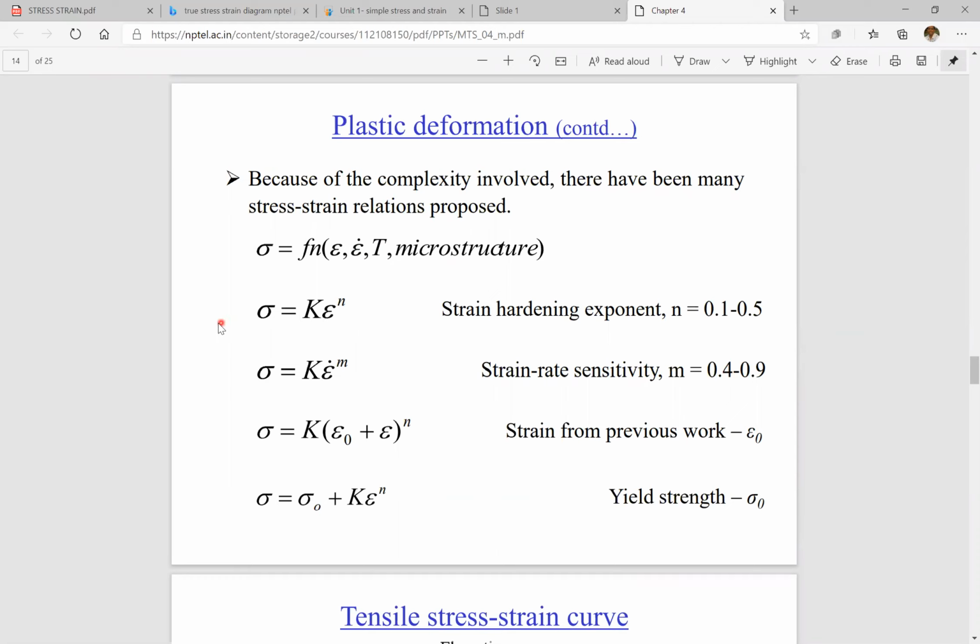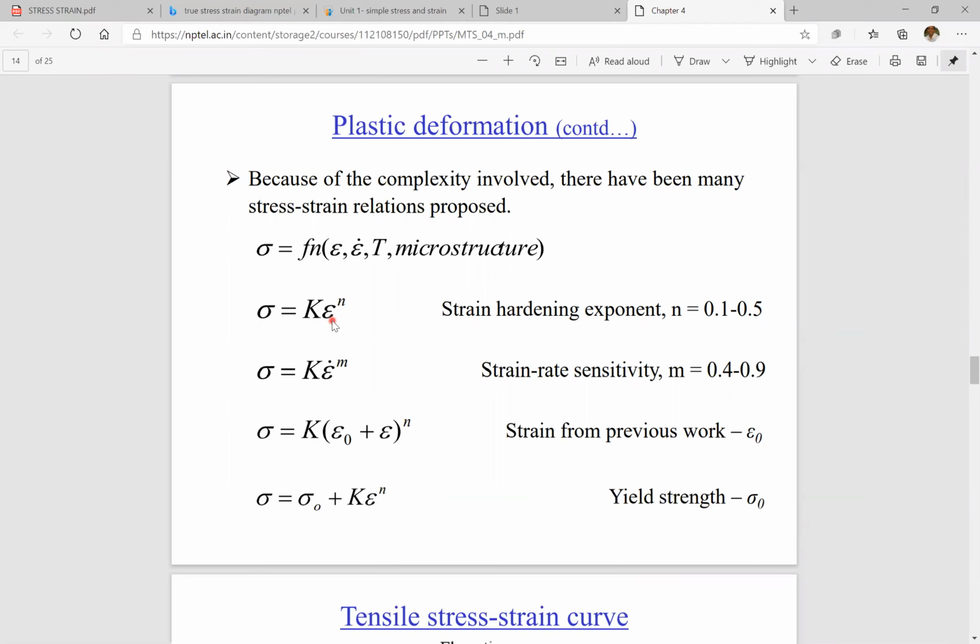So there is a relationship: sigma is equal to K epsilon to the power n. This equation is called the flow curve equation. That n is called the strain hardening exponent, and it varies from 0.1 to 0.5 according to the materials. This is the flow curve equation, a very important equation: sigma equals K epsilon to the power n.